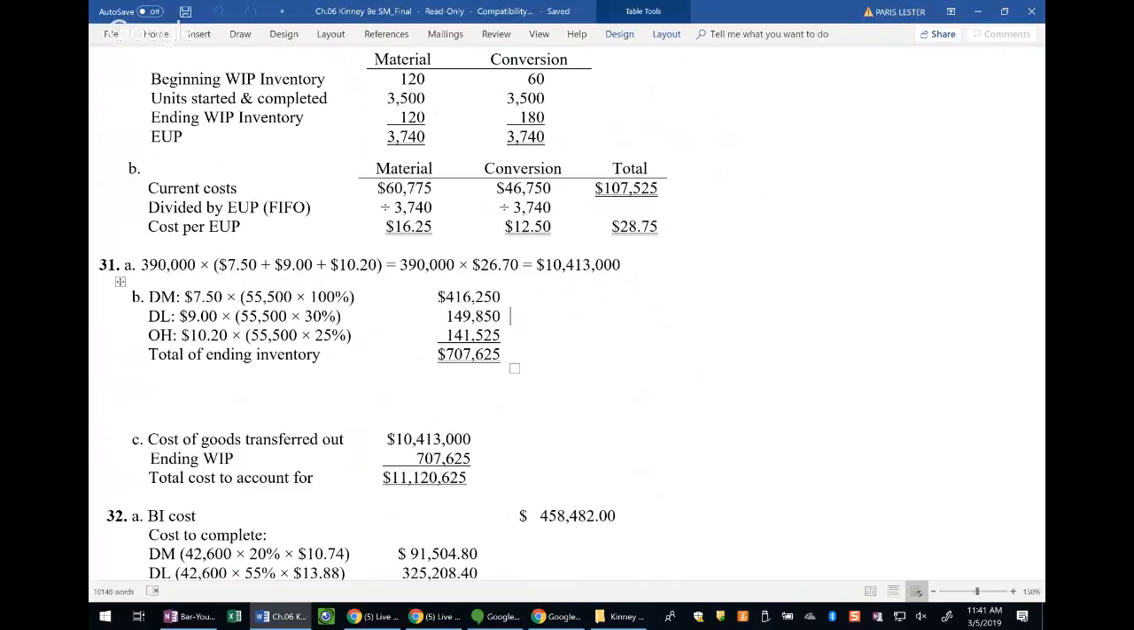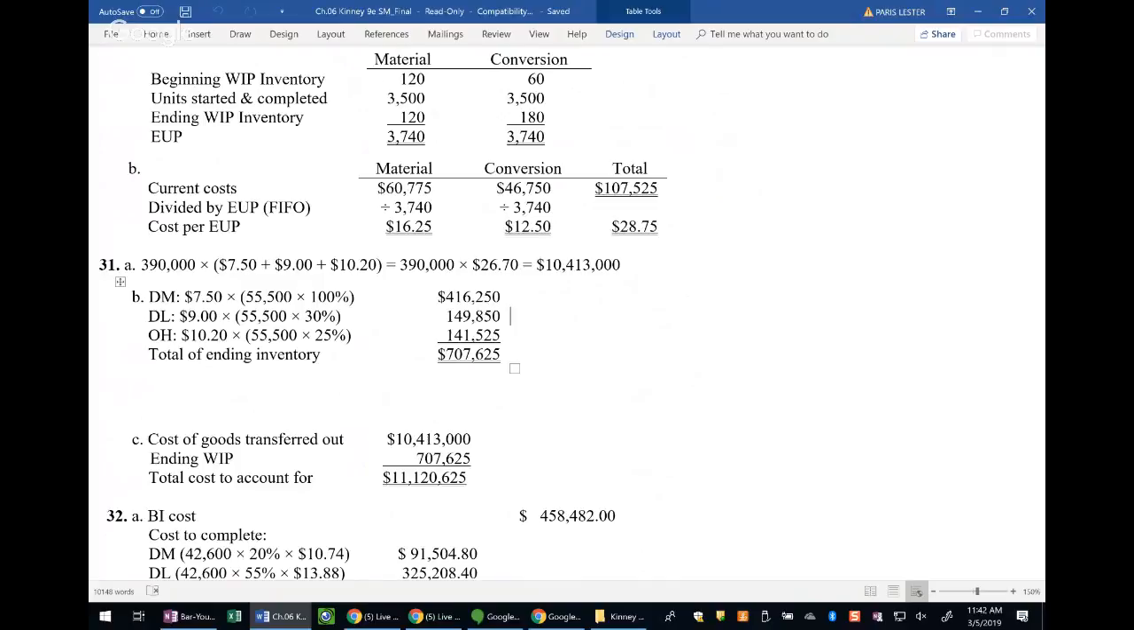Or would you add it to the 390 minus 55? No. Right now, the question they asked was the cost of goods completed. That's all they asked. They didn't say transferred out. So cost of goods completed is 707,625. No, wait a minute. 10,413,000.